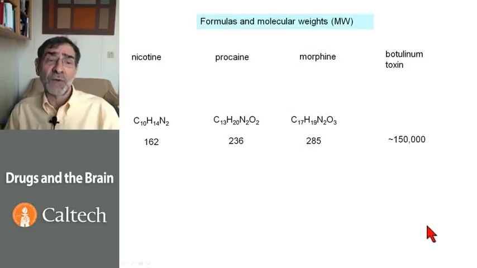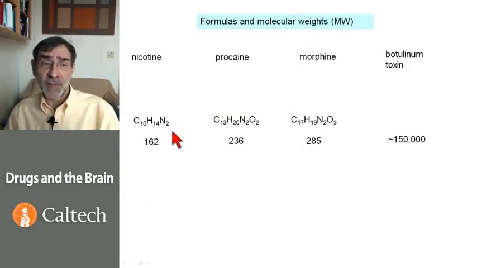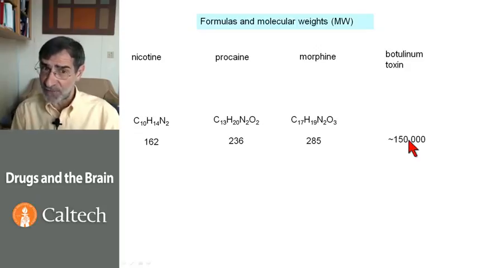Here are the overall elemental formulas for the drugs that we're considering today. Procaine has this formula. Its molecular mass is 162. Nicotine. Procaine is a bit heavier. Morphine is a bit heavier yet. And botulinum toxin as a protein is much heavier.